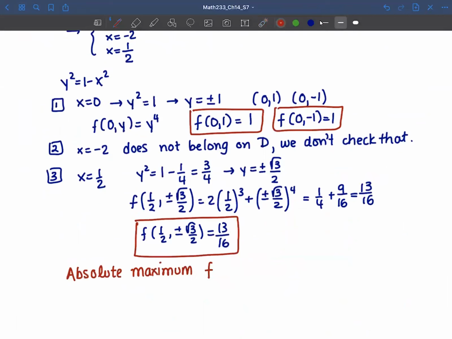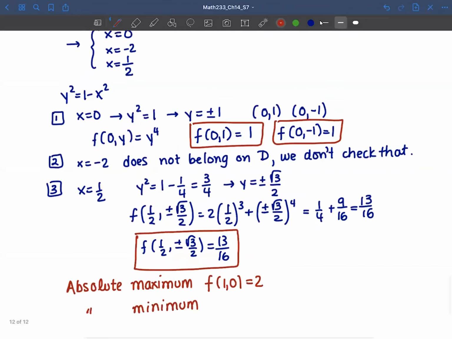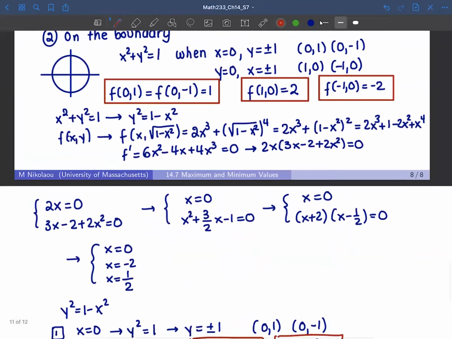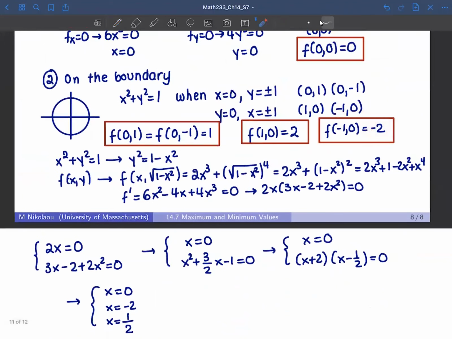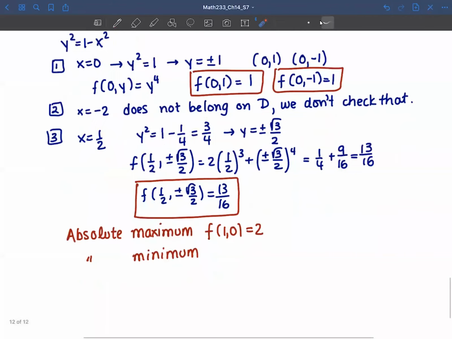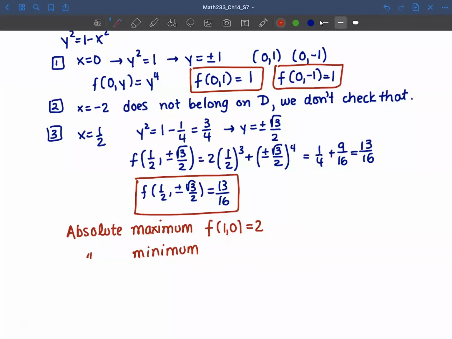is the value of f at (1, 0), which is equal to 2. And for the absolute minimum, checking again and comparing to find the smallest value that we have, we see that the smallest value is the value of the function at the point (-1, 0), which is equal to -2. So this -2 is the absolute minimum value of the function. So f at (-1, 0) is equal to -2. So this is the absolute minimum value of the function.